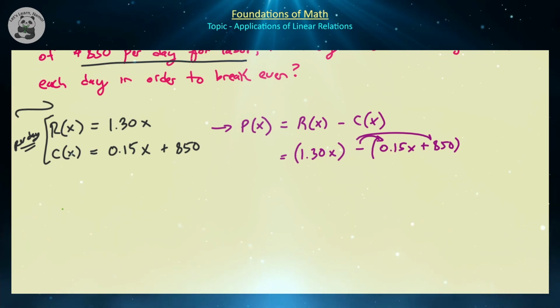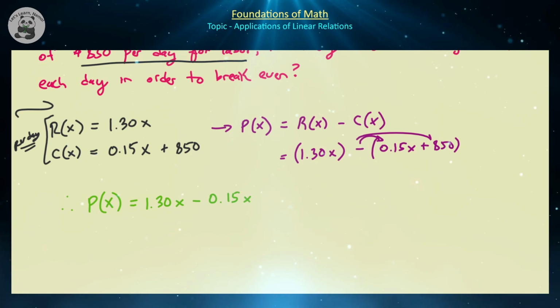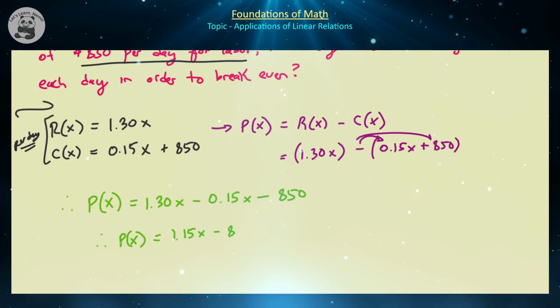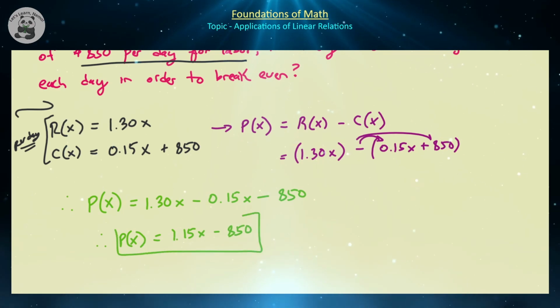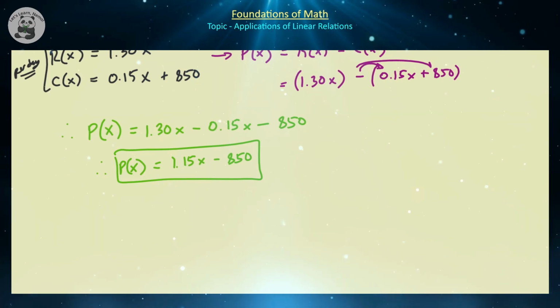So once we have that, then we're going to have our profit function. So we're going to have that our profit function is going to be equal to 1.30x minus 0.15x minus 850, which will simplify to, so 1.30 minus 0.15 is going to be 1.15x minus 850, and that is our profit function as a function of the number of donuts which we sell.